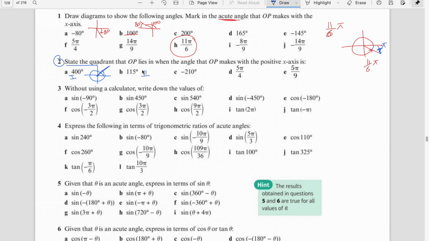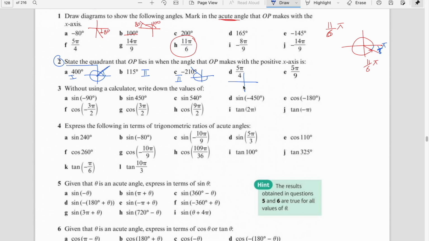115, clearly the second one. Negative 210. So for negative 210, we are moving clockwise. 0, minus 90, minus 180, and somewhere here, because more towards the vertical line would be 270. So it is again in the second quadrant. Now 5 by 4 pi. We already know that pi is a straight line, so it is more than pi.